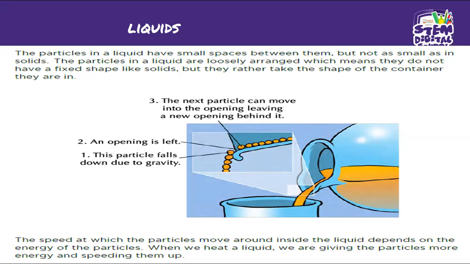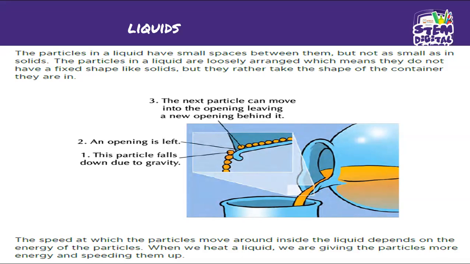When we compare that to solids, the spaces in solids are even smaller. The particles in a liquid have small spaces, but not as small as in solids. The particles in a liquid are loosely arranged, which means they do not have a fixed shape like solids, but they take the shape of the container they are in. You take note.